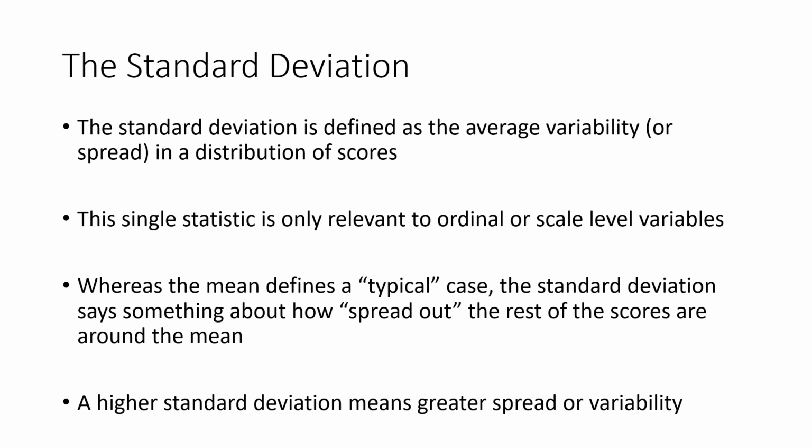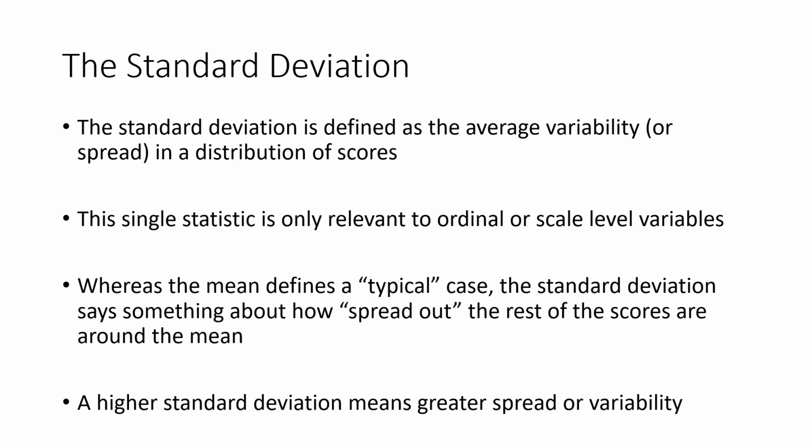So as with the median and the mean, the standard deviation is only relevant to ordinal or scale level variables. And the reason is that the concept of the standard deviation only makes sense when your distribution of scores is hierarchical, that is to say, when they can be rank ordered from lowest to highest. So if you have a nominal variable, it would be meaningless to calculate the standard deviation because the standard deviation is not applicable to nominal level variables.